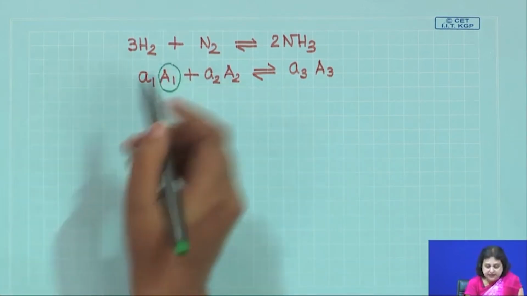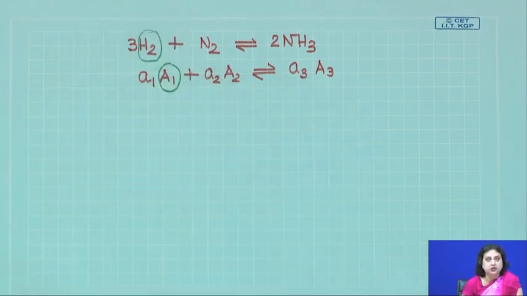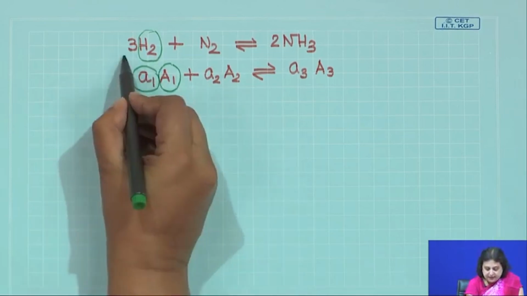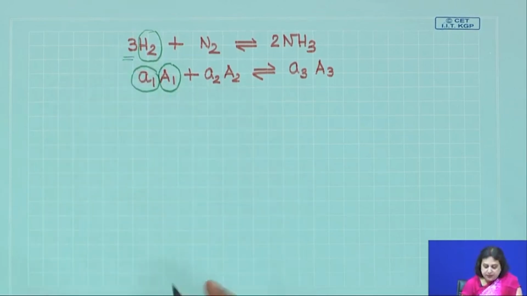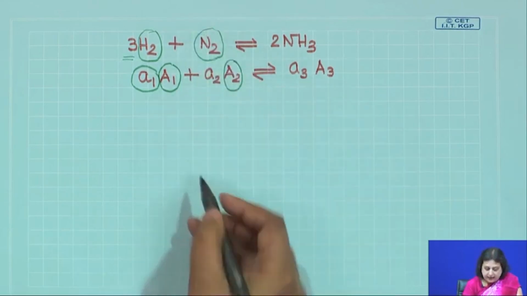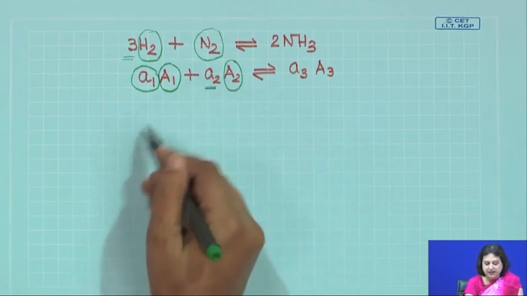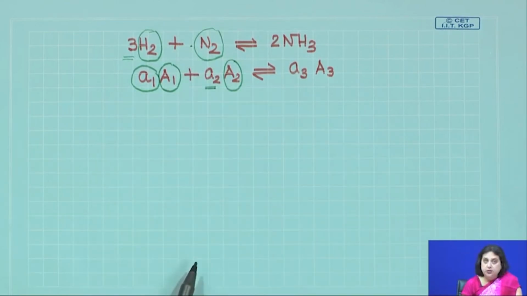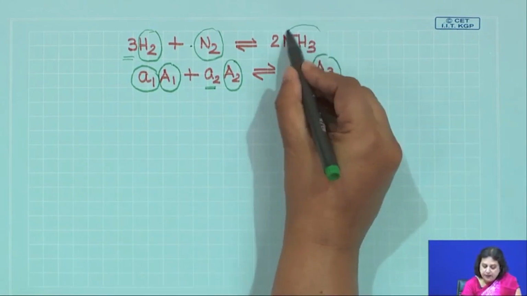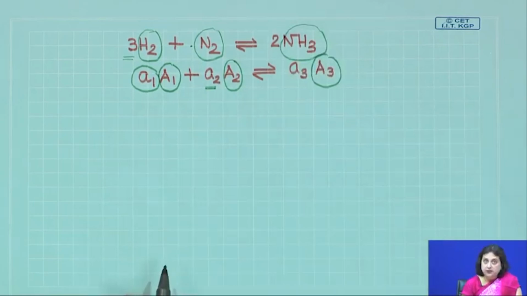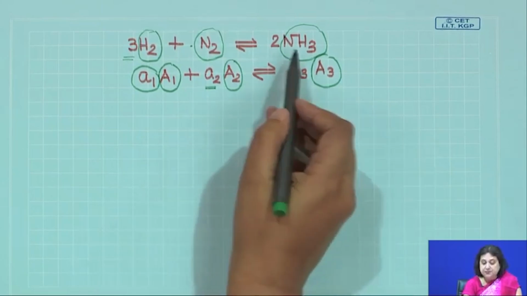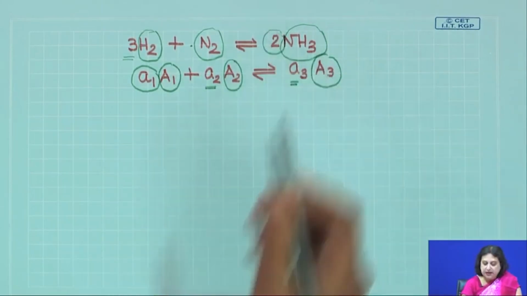So, what is my A1, the reactant A1? If I compare it with this example, my reactant A1 is this hydrogen molecule. So, what is this stoichiometric coefficient small a1? In this example, that is equal to 3. Similarly, I can identify A2 with my reactant nitrogen, and the corresponding stoichiometric coefficient that I see in this equation is a2 equal to 1. Similarly, you see that A3 can be denoted in terms of the ammonia, which is the product of the reaction, and the stoichiometric coefficient that appears in this balanced chemical equation gives me a3 equal to 2.